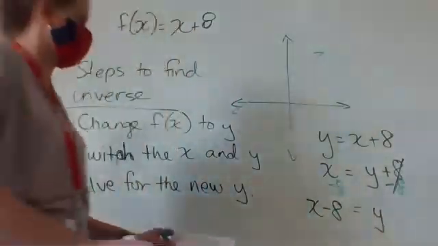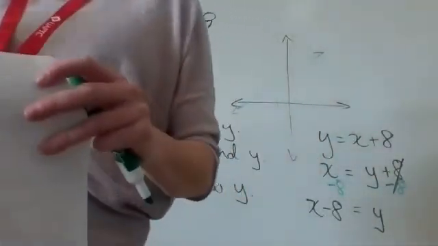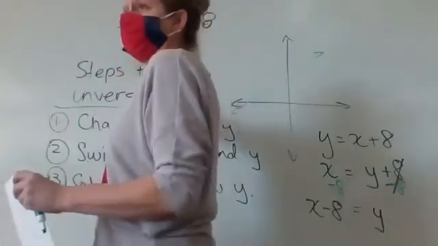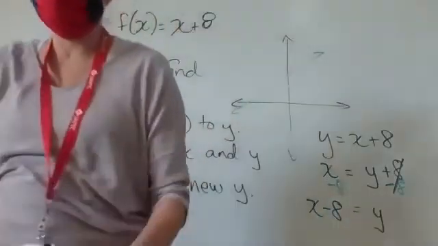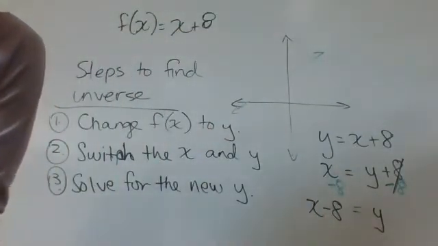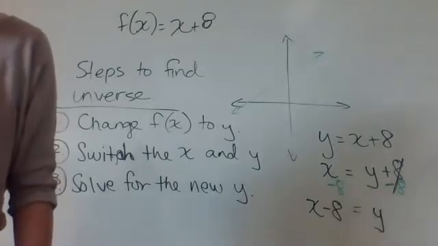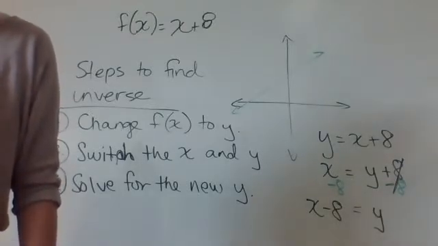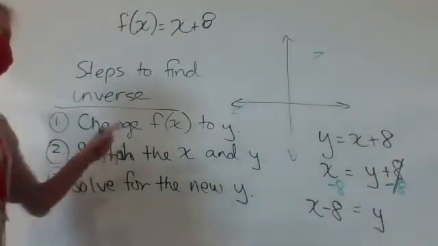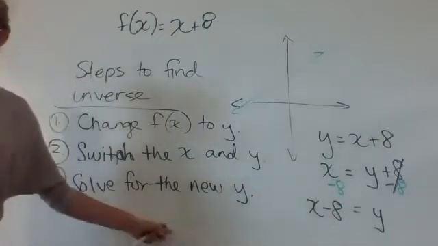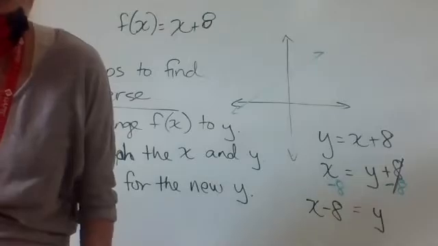Okay? And the way that you write inverse, and they have it done there for you, is f to the negative 1 of x. That means the inverse of this function is this. All you have to do is type in that x minus 8. Okay? So again, these 3 steps: change f of x to y, flip-flop your x and y, solve for the new y. Let's look at another one. Number 8.